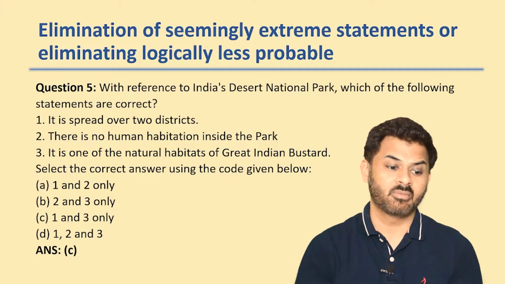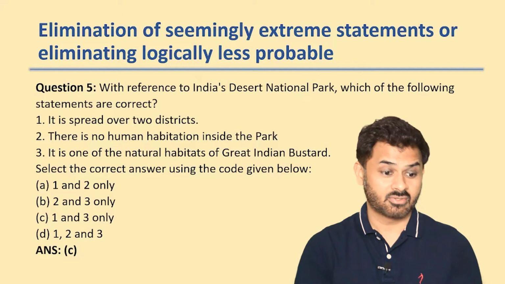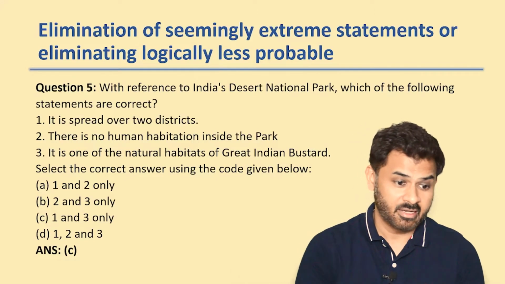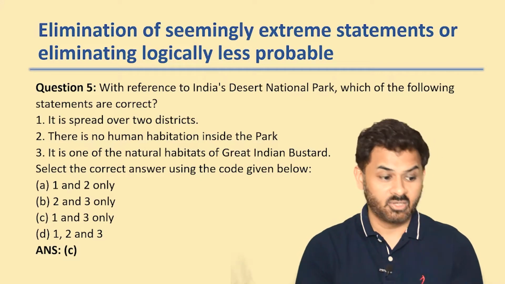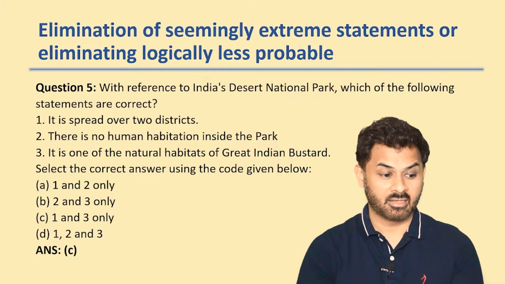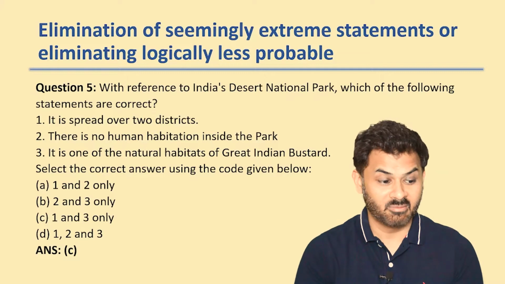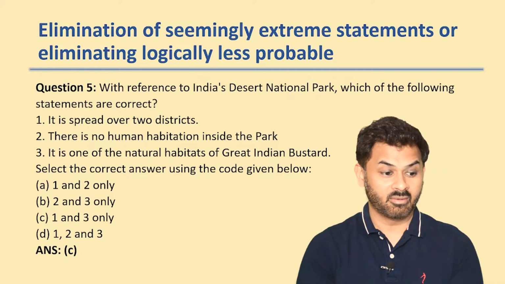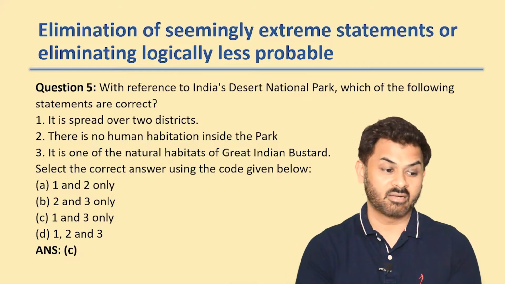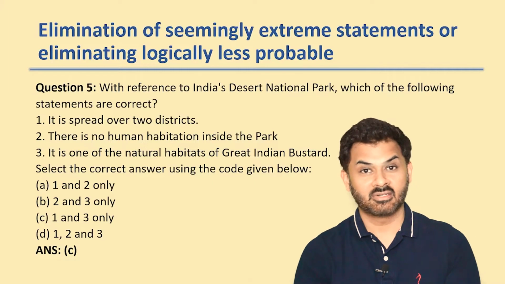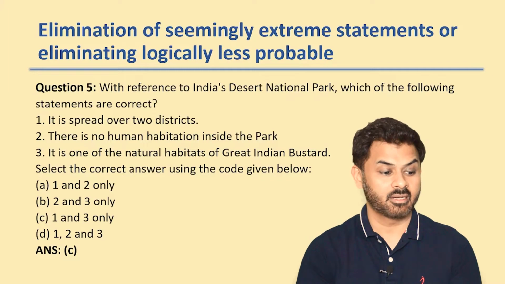The third one: it is one of the natural habitats of the great Indian bustard. If you know it, well and good, but it may be correct, because the great Indian bustard is actually found in those areas. So even if you have any confusion, C is the definite answer. The moment you have the second option, which is there in A, B and D, that won't be correct. If you consider the second to be correct, the answer would be C or D. But because the second statement may not be correct, the answer will be C.